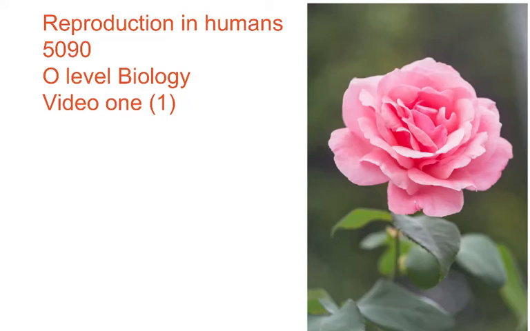Bismillahirrahmanirrahim. We start the chapter on reproduction in humans. This is 5090 O-level biology, and this is the first video on this chapter. And we'll see how many videos we have to cover in this.